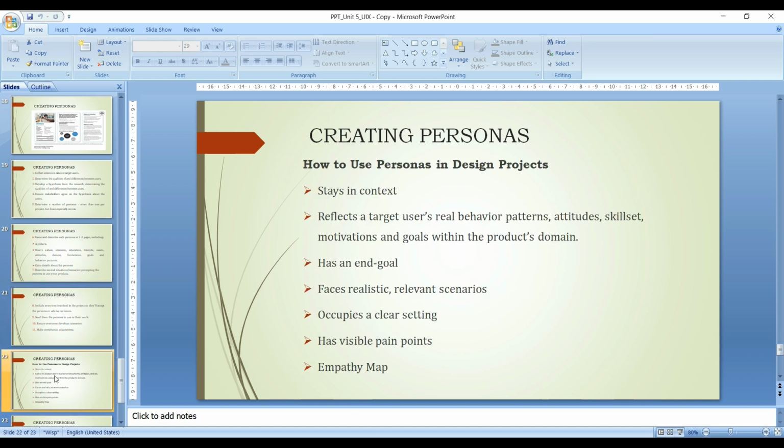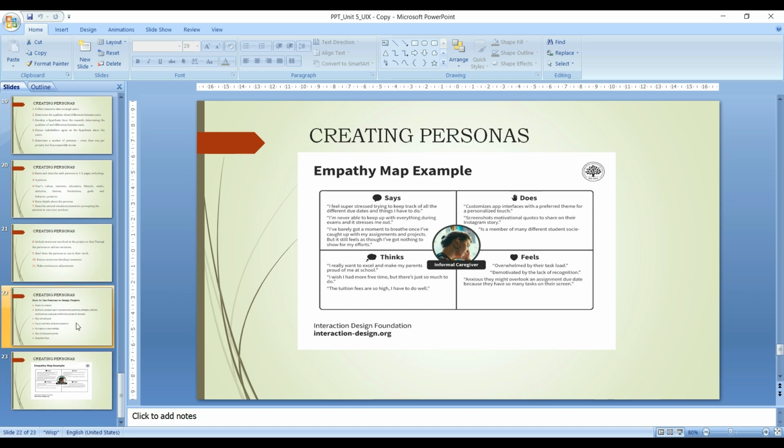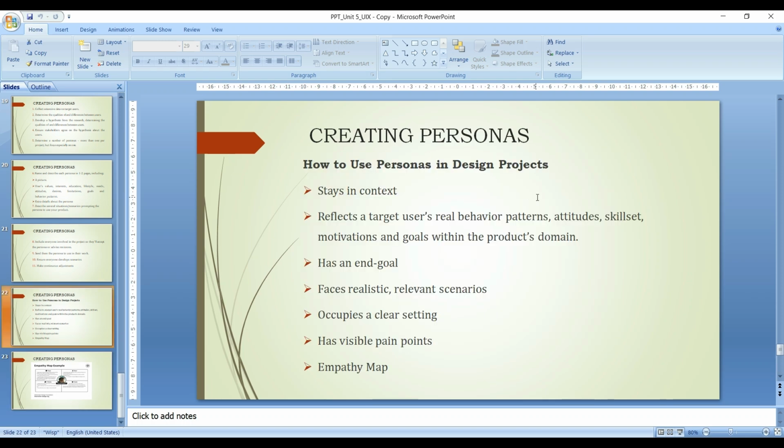And at last, how to use the persona in design projects. The final thing about the persona in a design project: how you can create a persona that stays in the context. For a design project, as I said before, consider my mobile phone as an object. How am I going to create a persona for my mobile phone? I should stay in the context. What is the model, what is the design, what screen size it is going to have, all these things, and reflect the target user's real behavior patterns, skills, attitudes, skill set, motivation, goals, etc.